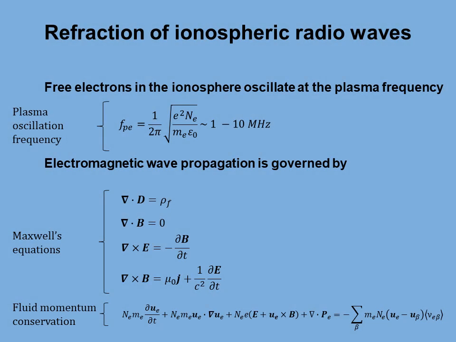It is precisely because of the medium and high-frequency plasma oscillation that the ionosphere is an interesting subject for medium and high-frequency radio wave propagation. The electron plasma frequency takes values around 1 to 10 MHz in the Earth's ionosphere.